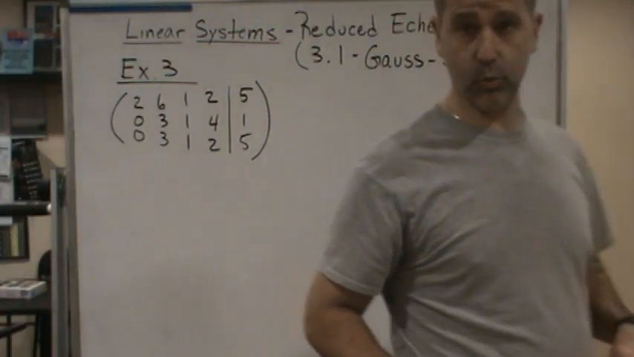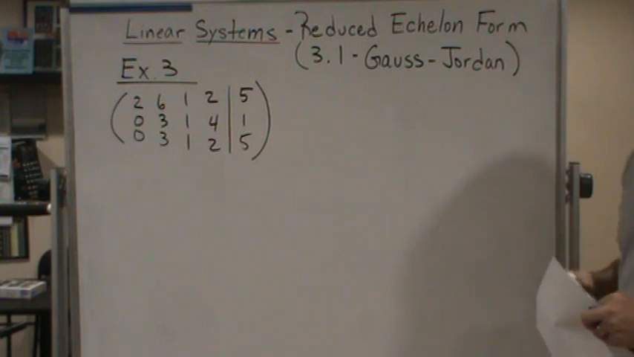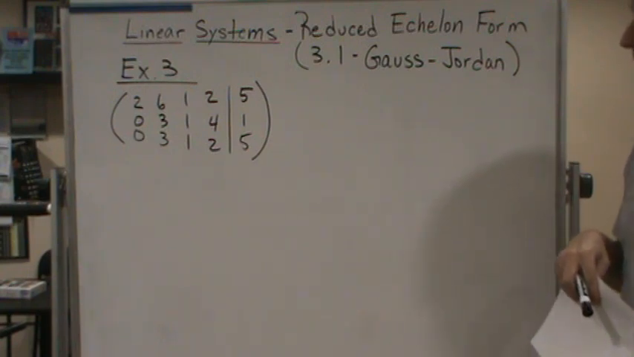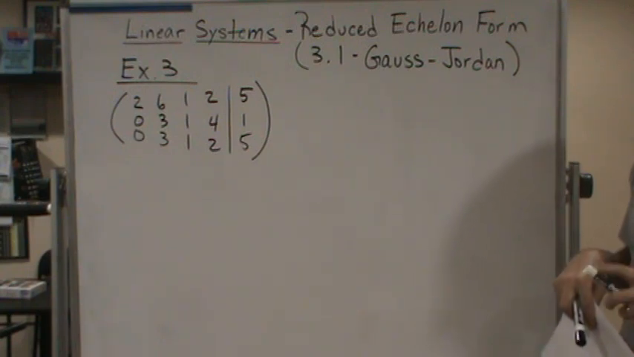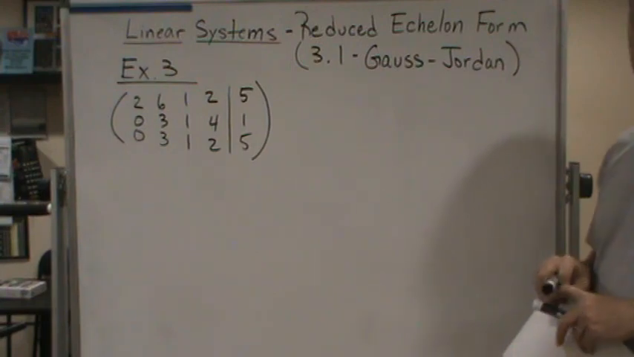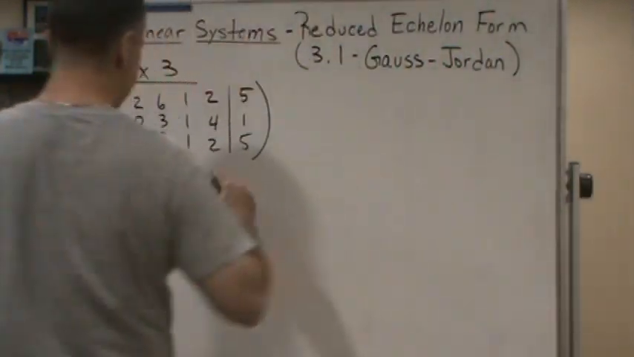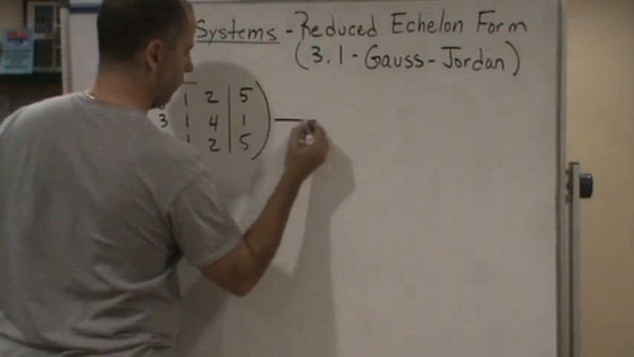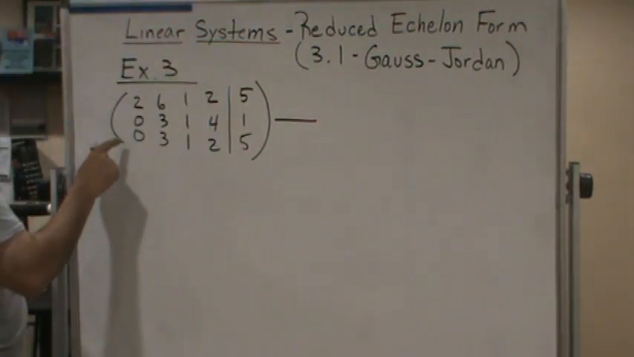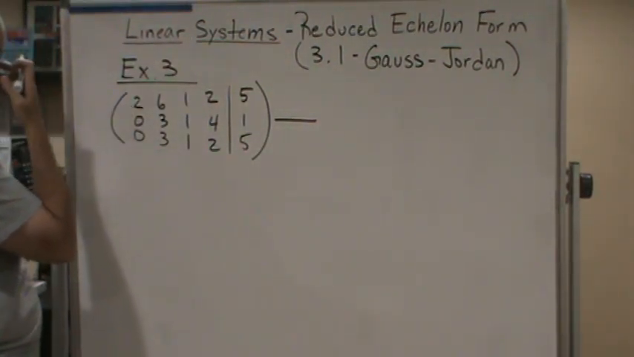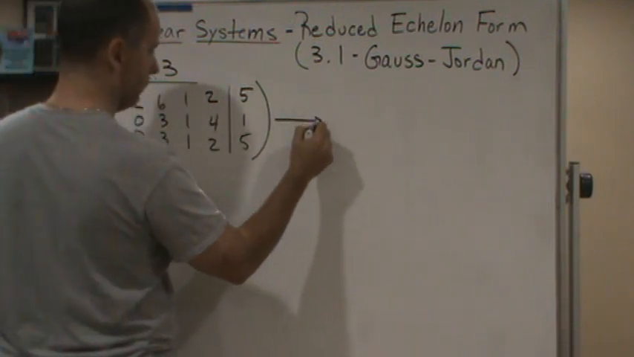Okay, now let's do this one. Let's do this example. Notice we have 3 rows and 4 columns. Okay, so let's see what happens with this one. And I'm just going to row reduce this, right? So this is already 0, so I'm going to make this into 1, right?